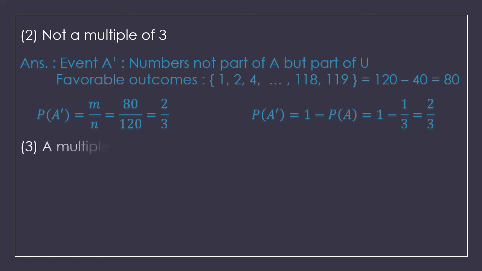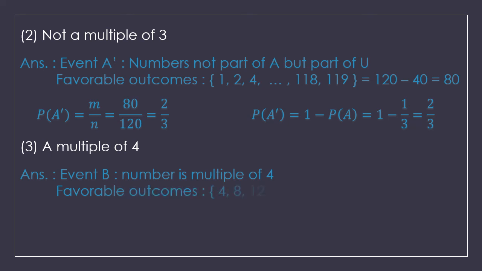The third question here, a multiple of 4. It is something similar to the first question. I will name it event B, which is number is multiple of 4. So just go with 4, 8, 12, dot dot dot, up to 116 and 120. When you divide 120 by 4, you get 30 events. So your favorable outcomes are 30, probability 30 upon 120, that is 1 upon 4.